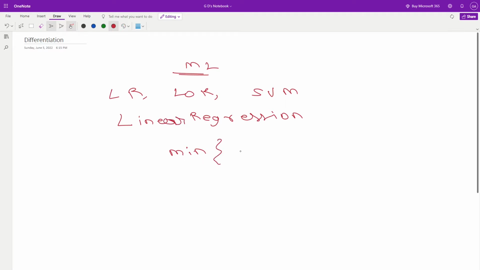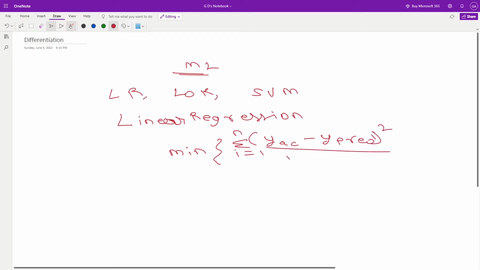So you need to minimize basically the MSE value, that is this particular equation: summation of i equal to 1 to n, (y actual minus y pred) whole square, divided by n. This is nothing but your MSE value, the mean squared error. So the main goal of linear regression is to minimize this particular error value, right?